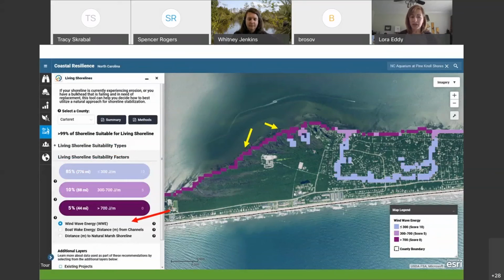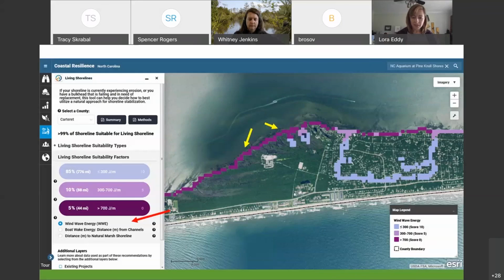It will open with wind wave energy, which we can see here is the dark purple, saying that along the shoreline we have high wind wave energy exposure. And if you're a local, you know this is a lot of open water and there's nothing blocking the wind, so we're just getting beat up here. And that's the biggest factor for this location.